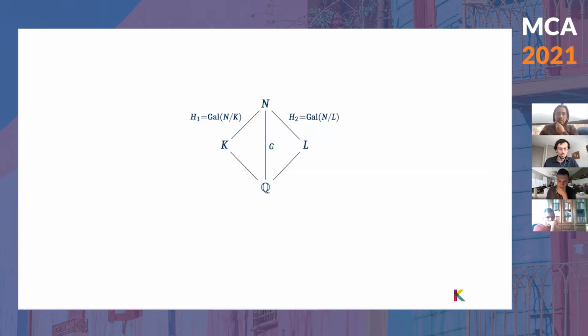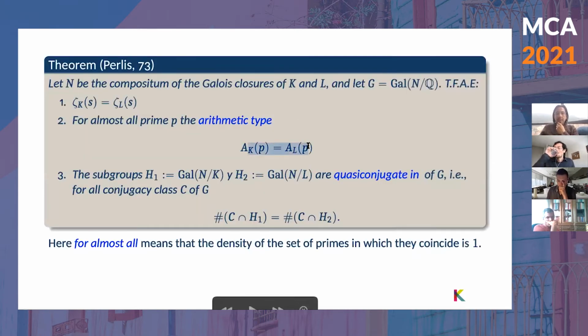And here I put a graphic display of what I'm saying. You take the extension N over Q, this is the Galois group, and I say that these two subgroups, the groups corresponding to K and L, are quasi-conjugated if, when I intersect conjugacy classes of G with H1, I get the same number as with H2. Now that is going to be equivalent to the arithmetic type condition. Basically, the idea is to do a double coset of the group G by the decomposition group and the group H1, and then you can count and check by Frobenius density theorem what happens with the conjugacy class.